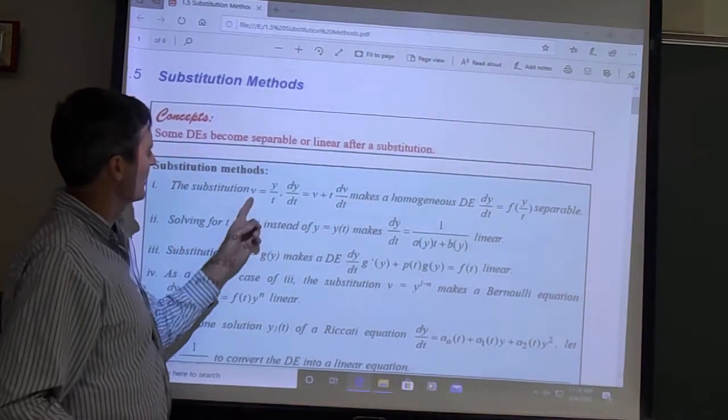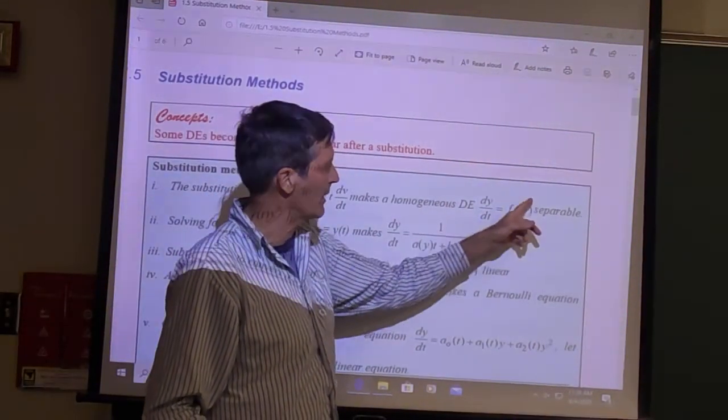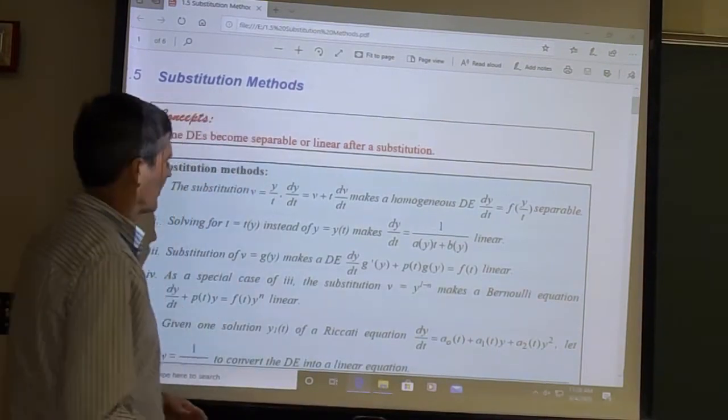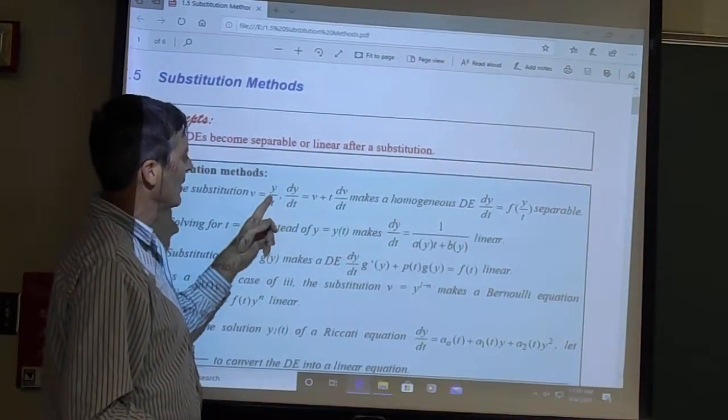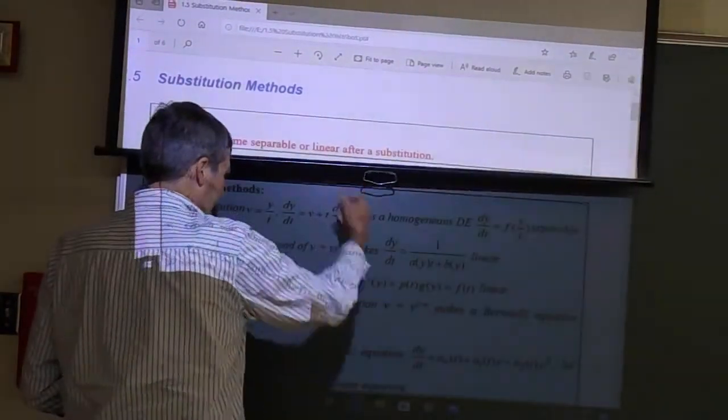Whenever y occurs, it occurs as the quotient y over t. Then this substitution, let v equals y over t, looks obvious, right? If f is a function of y over t only, then why not substitute v equals y over t? Natural thing to do. If you do, then you can make this calculation.